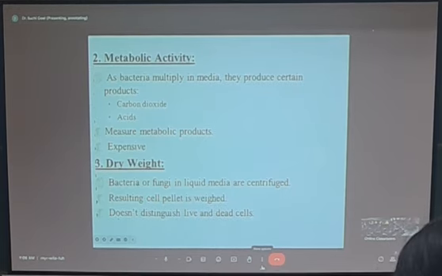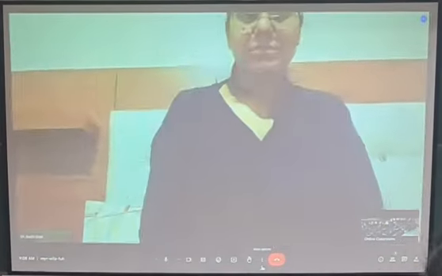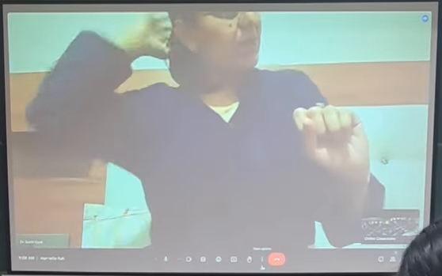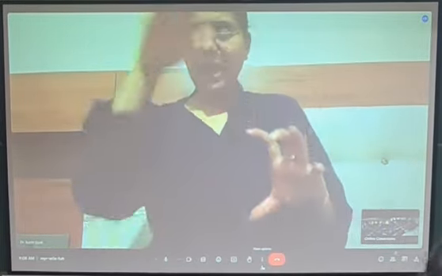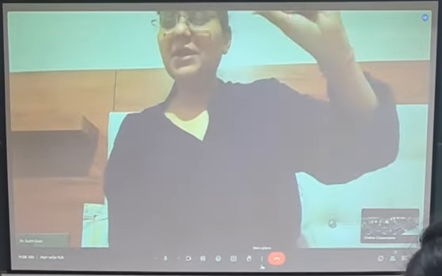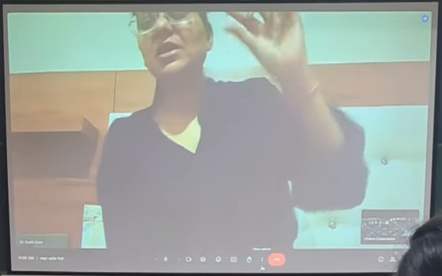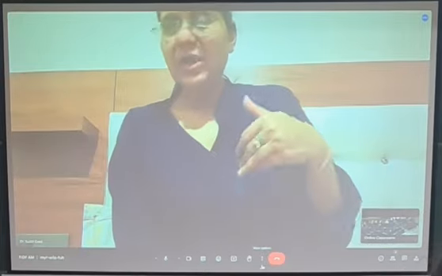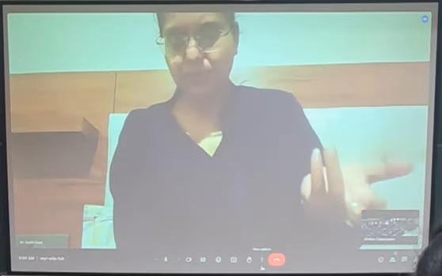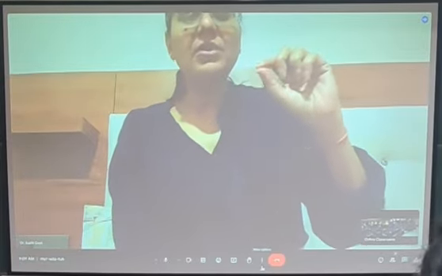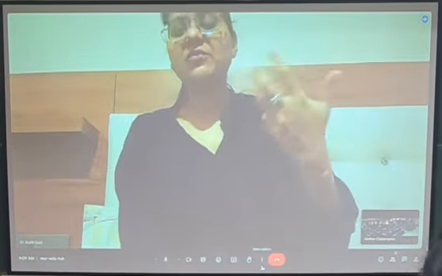Another method is the dry weight method. Let me explain this. What is dry weight? A very simple method: I take my sample, pellet it down, and dry the bacterial pellet. If your bacterial pellet is large, you will say my bacteria has grown very nicely. If your bacterial pellet is very small, you will say my bacteria hasn't grown properly. It is a very indirect method for counting. So you can just measure the bacterial pellet and have an indirect assessment of the growth of the bacteria.